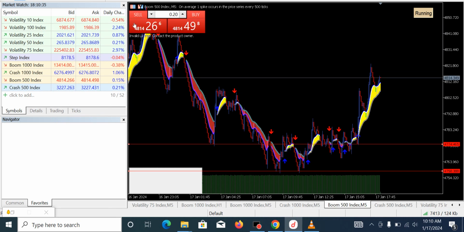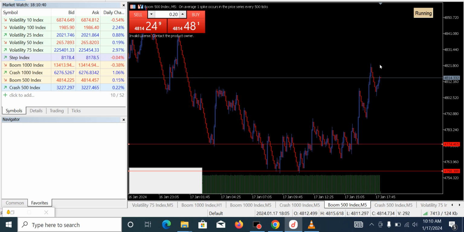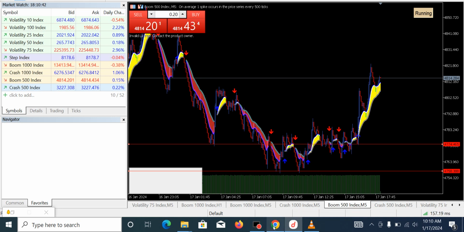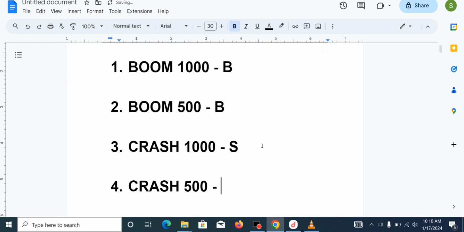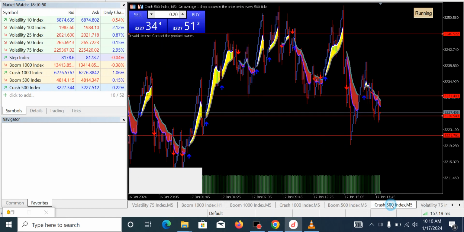This is boom 500. This had been on a downtrend for a very long time, but right now it's going back on buy trend, and of course it's going to be giving us more of a buying opportunity than a selling opportunity. So the next asset is going to be crash 500. Let's check it out right away. This is crash 500.